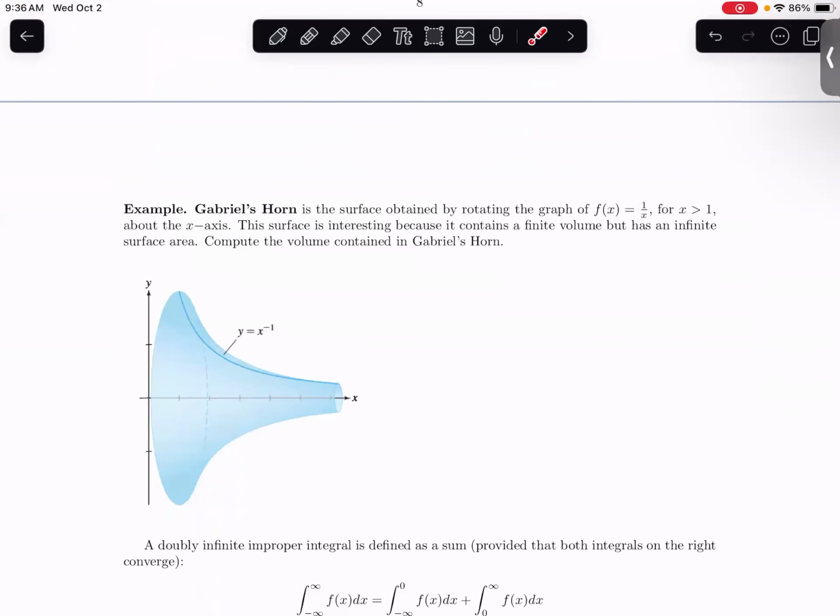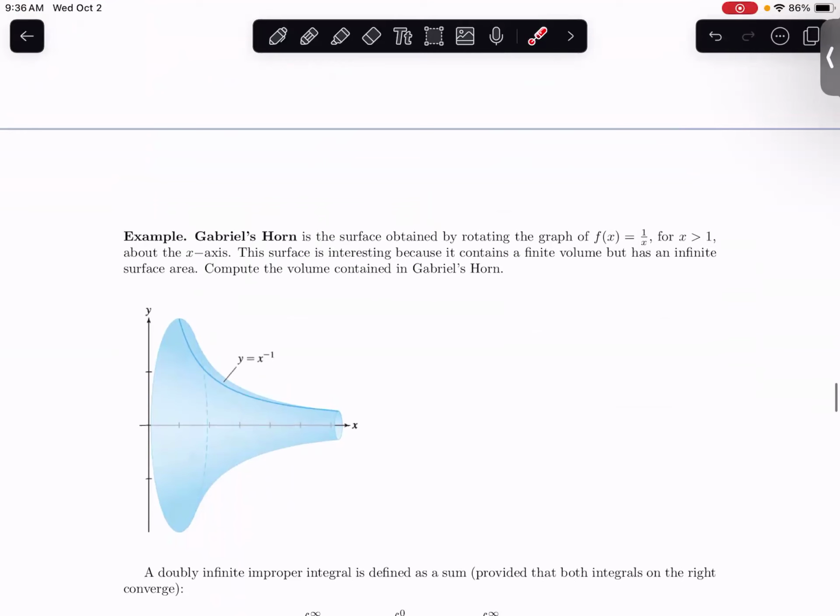Okay, so the next example we'll look at is what's called Gabriel's horn. This is an interesting surface, with an interesting property to it, and it's something we'll look at later on as well in chapter 8. Gabriel's horn is a surface that we obtain by rotating the graph of f of x equals 1 over x, for x greater than 1, about the x-axis. What makes this surface interesting is that it has a finite volume, but an infinite surface area. For this example, it wants you to compute the volume contained within Gabriel's horn.